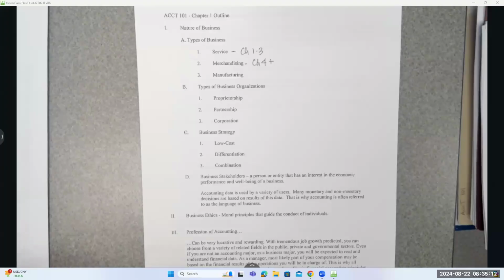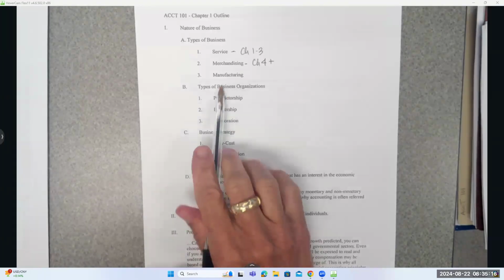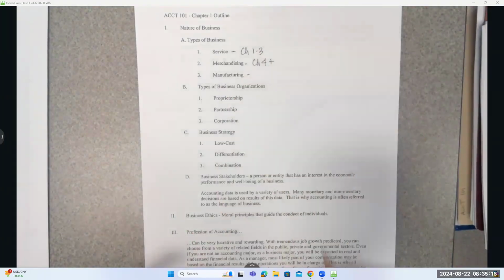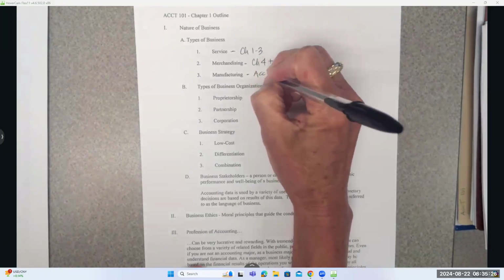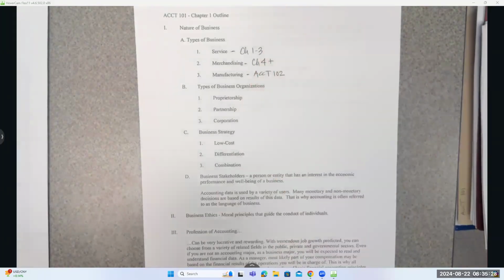And then we will be a merchandising business throughout the rest of this class. And then manufacturing, which is where our business is buying all the individual parts and making and selling the finished product. This is Accounting 102. So that is just an overview, not really anything new just yet.